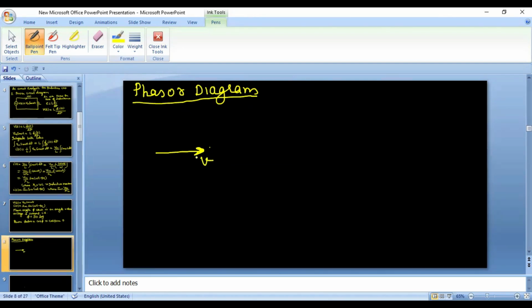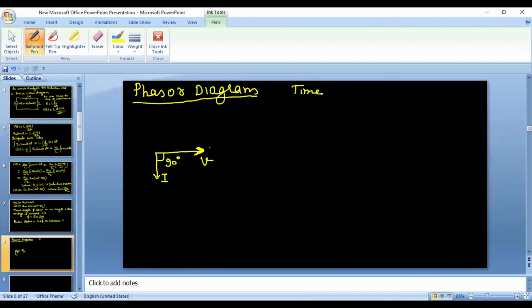So if V is in phase with the x-axis, you can see that the current will lag by 90 degrees and it will be at this angle. So the current will be downward and the angle will be 90 degrees. You can see that the length of the vector I is less than V, because we always determine the current by dividing the voltage V by the inductive reactance. So this is the phasor diagram for a pure inductive circuit.